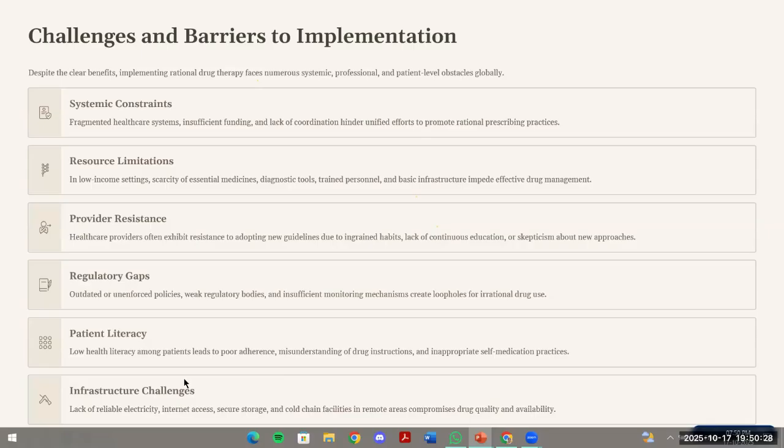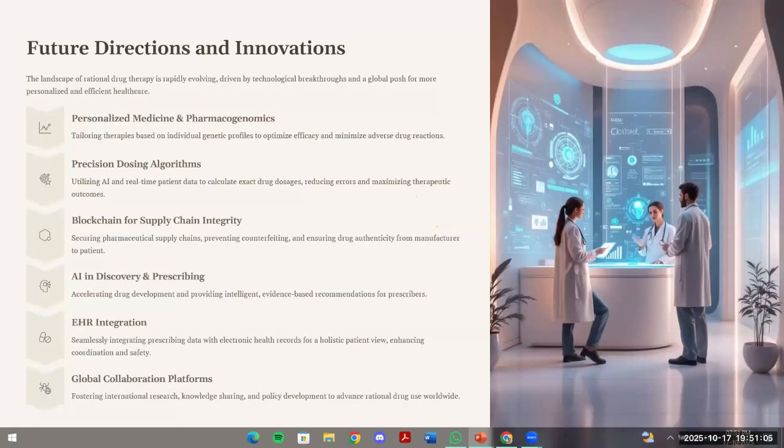Not only with this challenge, we do have another challenge, that is infrastructure challenges. Lack of reliable electricity, which we face today. Not only that, internet access, secure storage, and cold chain facilities in remote areas, and not only remote areas, we face these problems in other areas too, in maintaining drug quality and availability. So this is rational drug use, which is headed with many challenges we need to address during implementation. With future directions and innovations, we can overcome this.